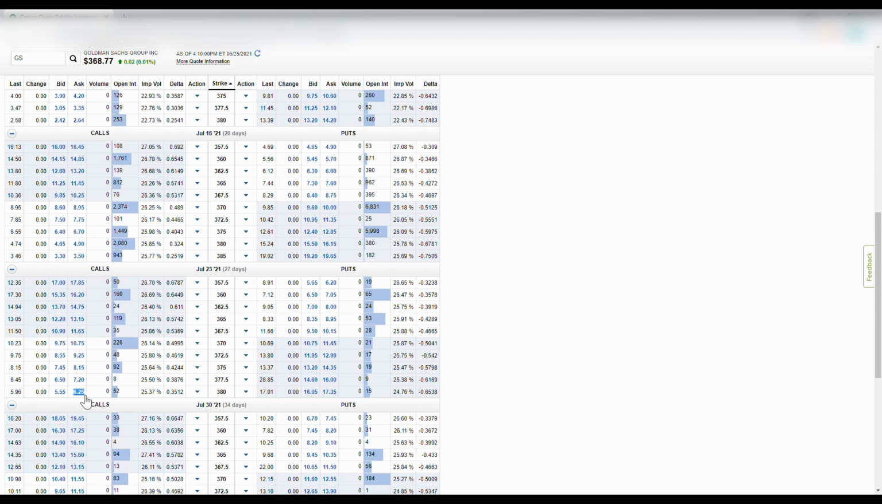Alternatively, if Goldman Sachs closes at or above $380 a share by July 23rd, then I can sell Goldman Sachs at $380 a share, which is $11.23 a share higher than the current price per share, thereby collecting a profit of $1,123 from the rise in the stock value of Goldman Sachs. And on top of that, I also pocket the $600 premium.